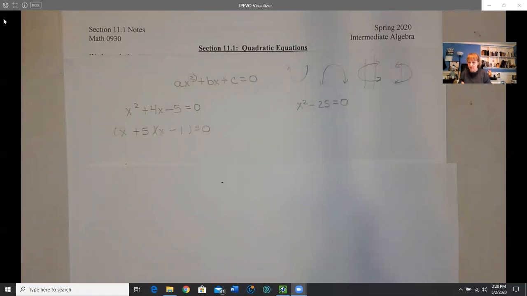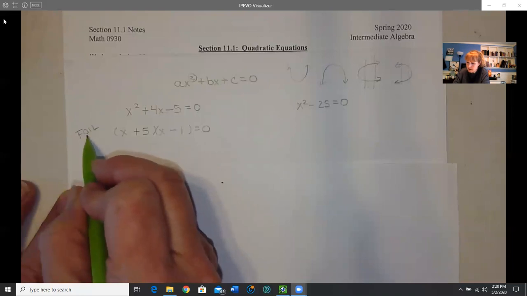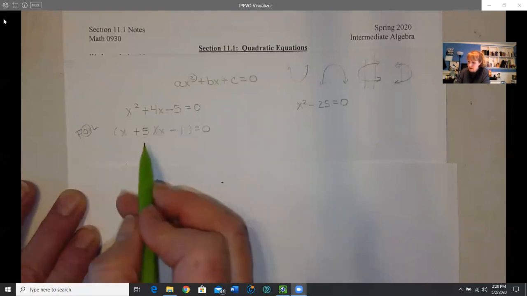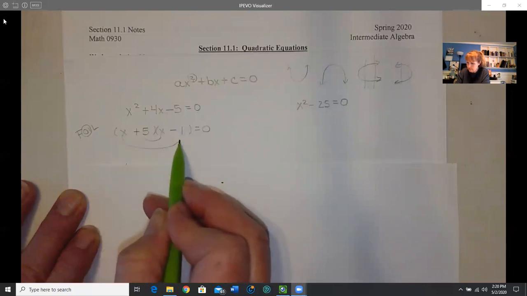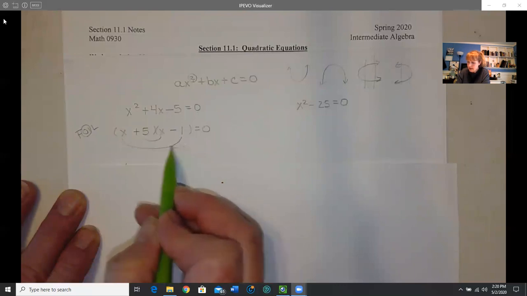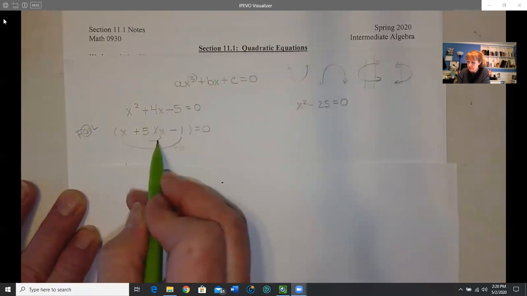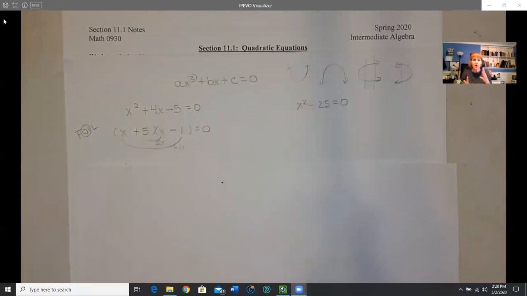Now the 4 is found using the OI in FOIL, just kind of reviewing here. So you get the inside and the outside. The outside is a -1x, and inside is 5x, which gives us a +4x. So we know we've now factored it correctly. We've broken it into parts, which is factoring.